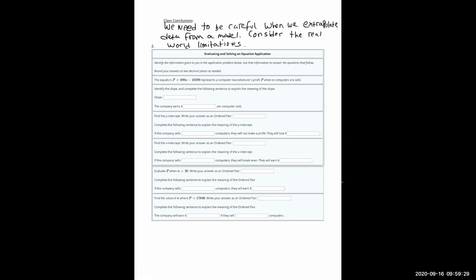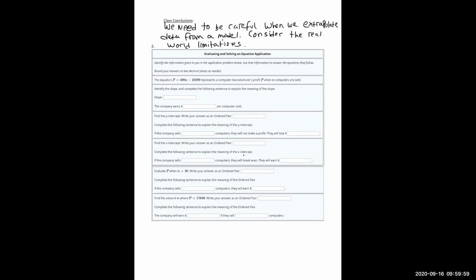And those limitations are different, obviously, for every type of model. Okay, let's go ahead and look at problem number 2 here. Identify the information given to you in the application problem below. Use that information to answer the questions that follow. Round your answers to 2 decimal places as needed. The equation P equals 490N minus 10,290 represents a computer manufacturer's profit P when N computers are sold. Identify the slope. Complete the following sentence to explain the meaning of the slope.